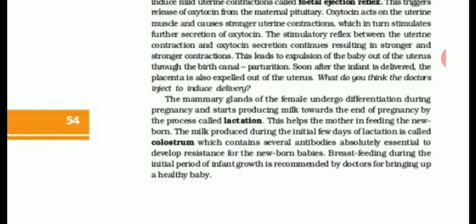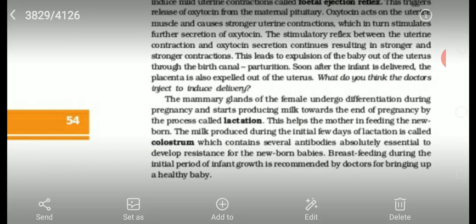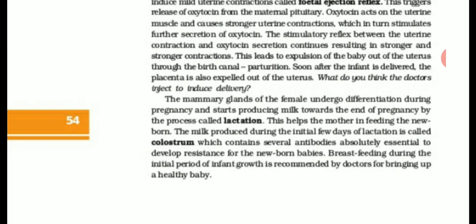After delivery, the lactation process goes on, which helps the mother in feeding the newborn. The milk produced during the initial few days of lactation is called colostrum. The first milk is called colostrum. It contains several antibodies which protect the infants, means the newborn baby, from the various kinds of antigens which enter the infant's body.